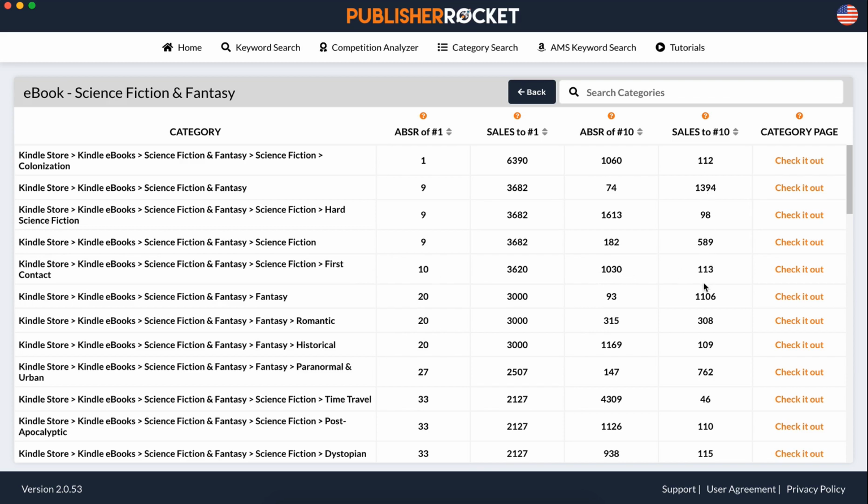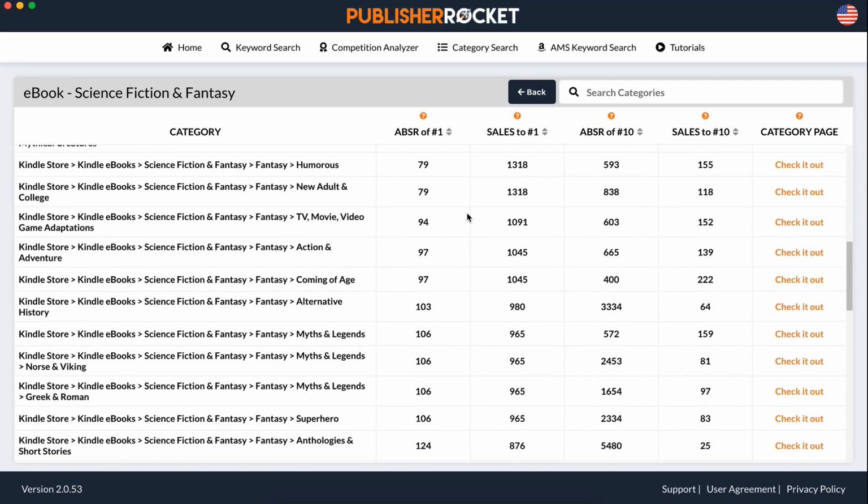So you can see, again, this shows you the algorithm is not godly, it's just an approximation. So this has a, I guess, a higher ABSR, and it says sales are 112. This one says it's 1030, the sales are just 3 less. I'm sure that's how they calculate it, but you don't want to be too beholden to these numbers because they're just approximations based on data that Publisher Rocket gets from various authors and other sources.